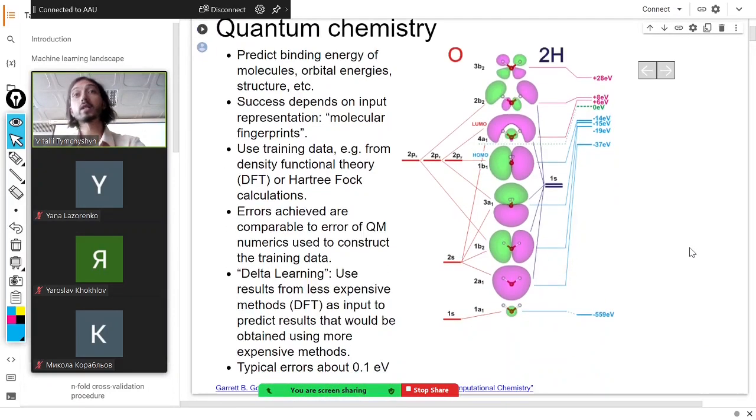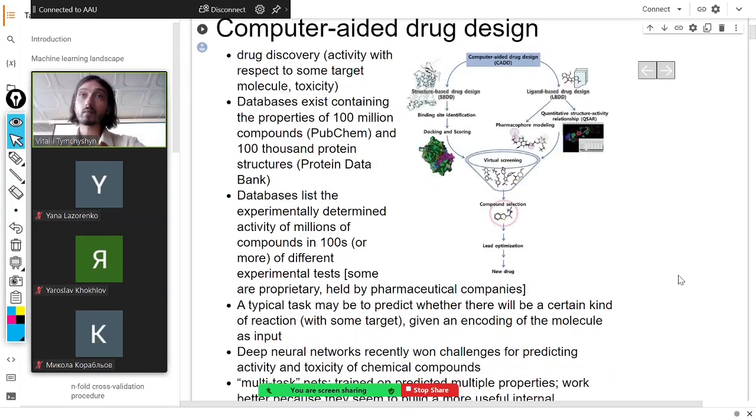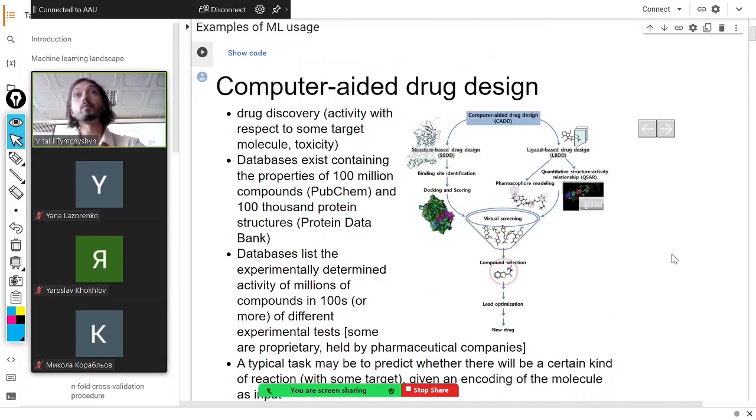Not only art, but science as well. We can use machine learning methods to do something scientific. For example, in quantum chemistry, we are able to calculate some sort of energies and predict binding energies for molecular orbitals and for different chemical structures. We use machine learning methods in computer-aided drug design. There are two main branches, so-called direct screening and inverse screening.